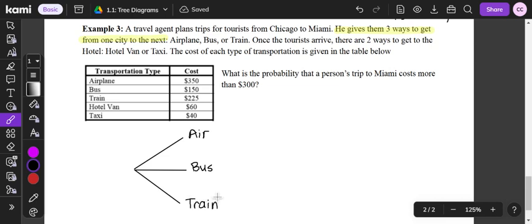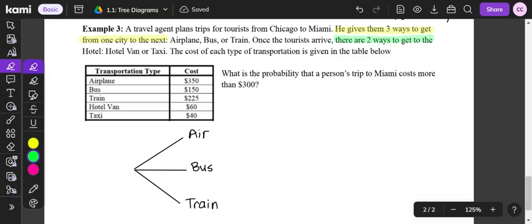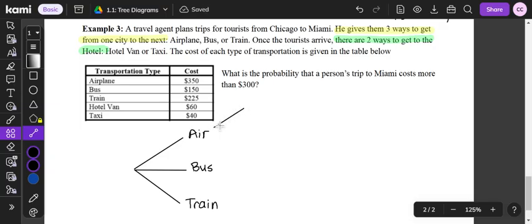Okay, cool. Now it says once the tourists arrive, so once they finally get to Miami, there are 2 ways to get to the hotel. Either you take the hotel van or the taxi. So each of these branches is going to have 2 branches coming off of it.